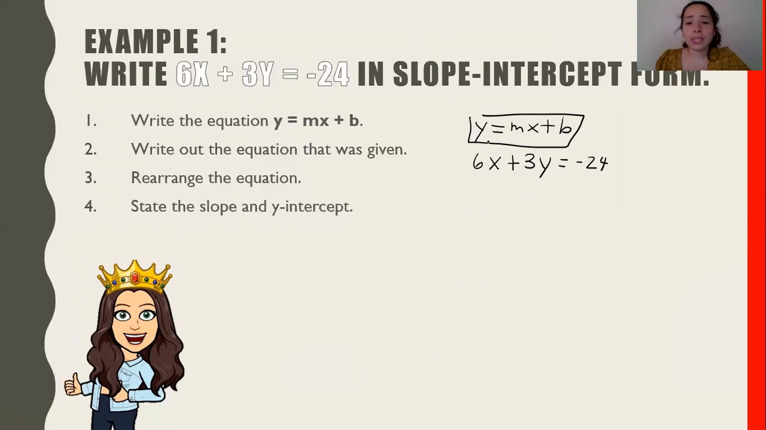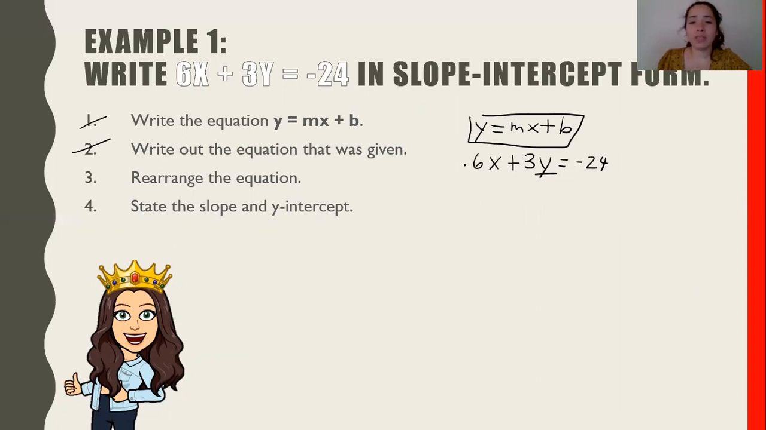So we want y by itself, and we want it on the left side, and we want everything else on the right side. So now we did step 1, we did step 2. Now we need to rearrange the equation. So we need to figure out how we can get y by itself. Okay. So the first and easiest thing to move is the 6x. I want to move it from one side to the other because we want it to be on the right side of the equal sign.